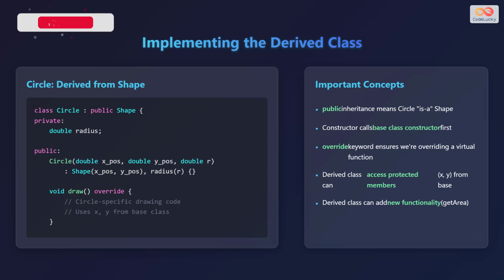Important concepts to note include that public inheritance means circle is a shape. The constructor calls the base class constructor first. The override keyword ensures we're overriding a virtual function. The derived class can access protected members, x and y, from the base class, and the derived class can add new functionality, such as getArea.